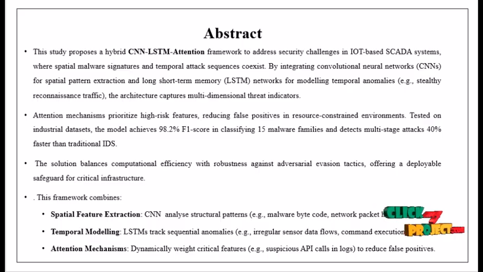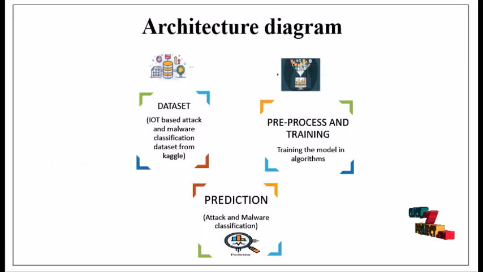Here we use three main frameworks for prediction. One is spatial feature extraction, which is done by the CNN model, temporal modeling by the LSTM model, and the attention mechanism. The architecture of our project: the first and foremost step for prediction is collecting the dataset.